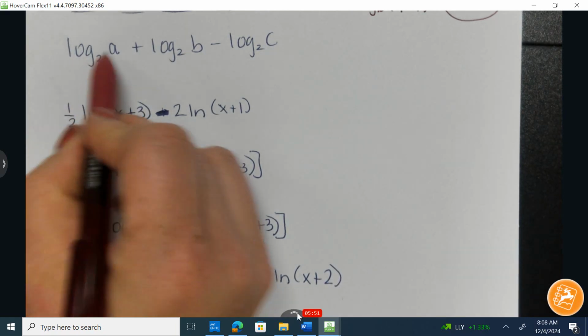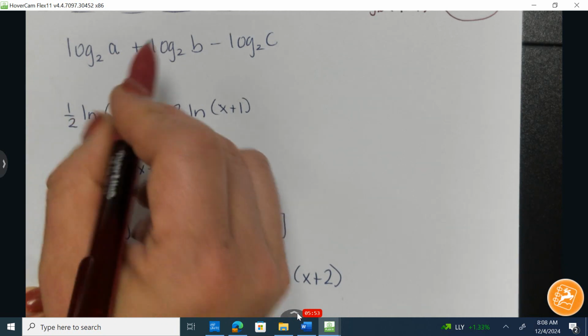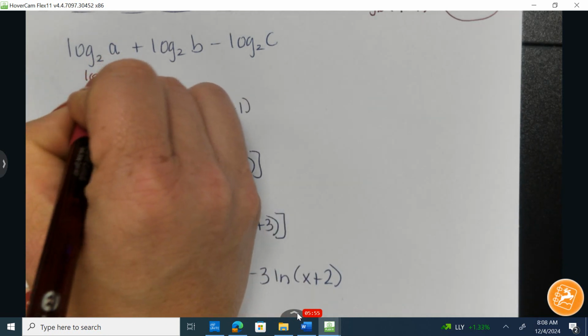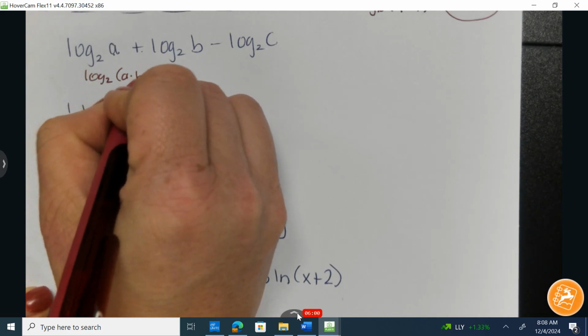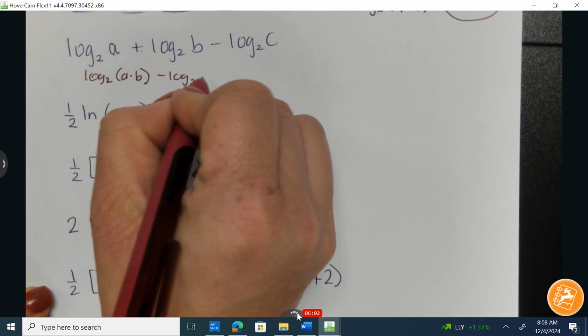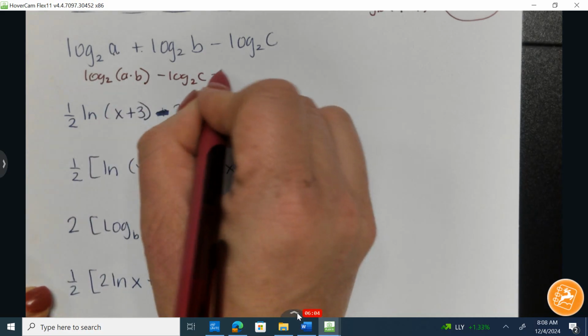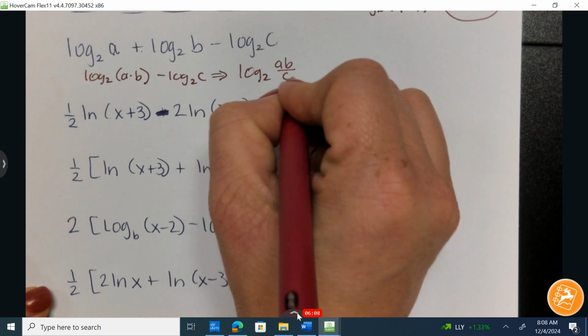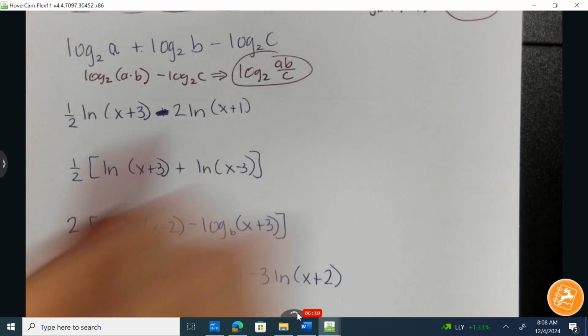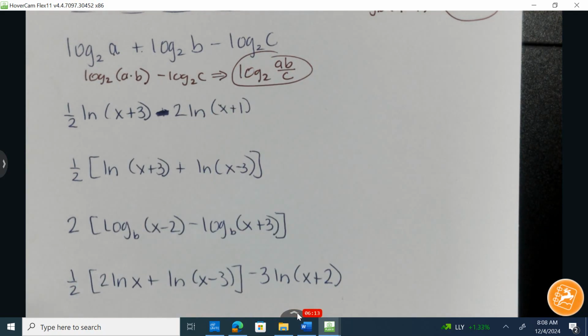Alright, so you're back here with me, and we're going to start here with this very first one. So I'm going to multiply. So log base 2, addition turns into multiplying when we condense, of A times B. And now subtraction turns into division. So I have log base 2 of A times B divided by C. Condensed form of its original expression.